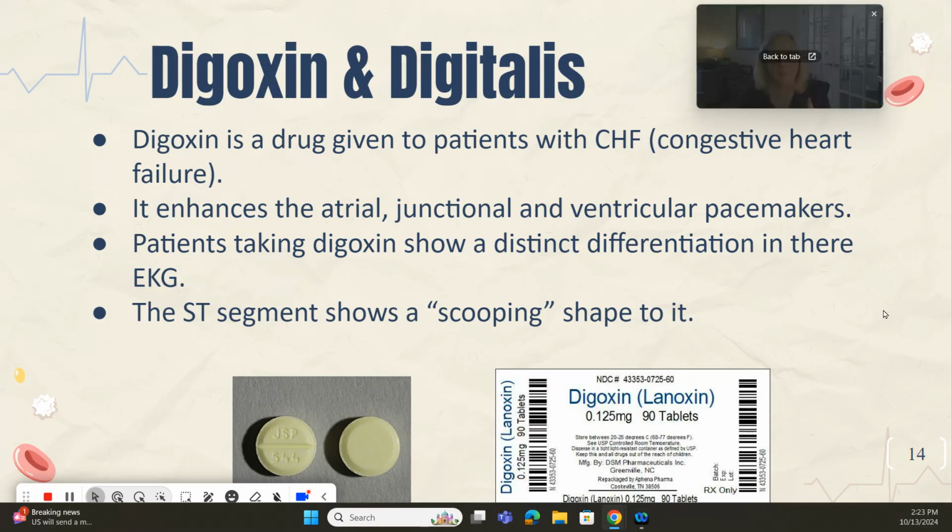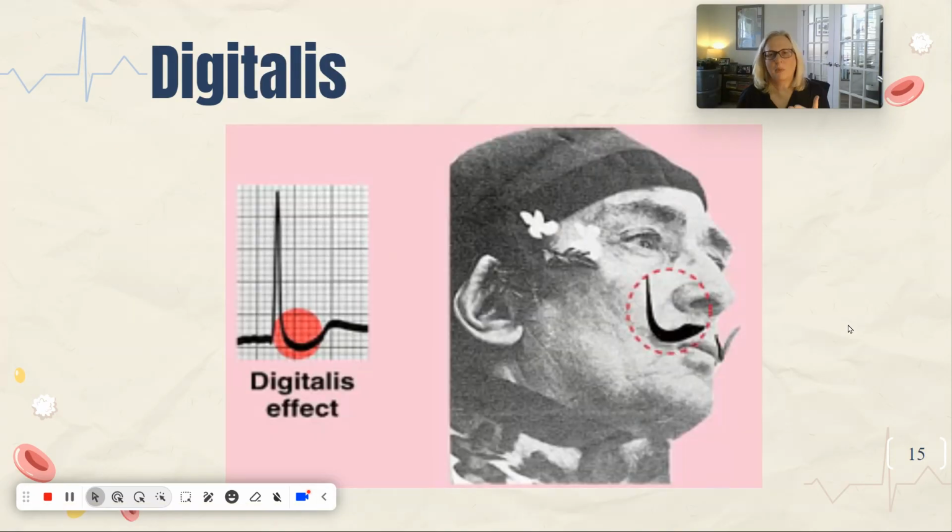So it creates this phenomenon. It's actually pretty cool. Or not cool, but it's cool looking. So it looks like this, kind of like a mustache. So here's your scooping right here. Some people would mistake this for ST depression just because this does not go straight across. It comes down in this scoop like a mustache. Okay, this is the digitalis effect.